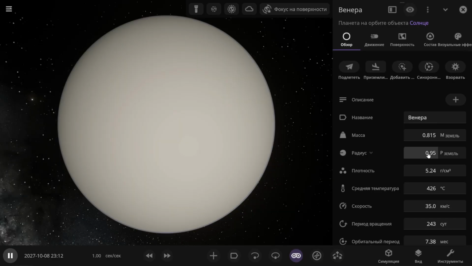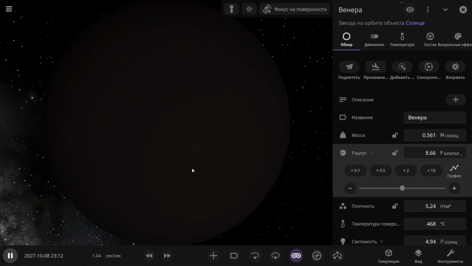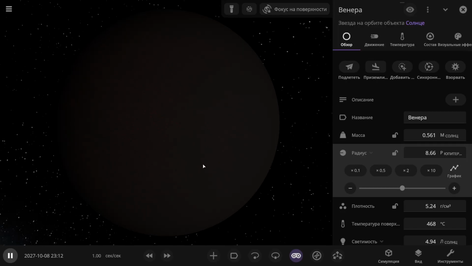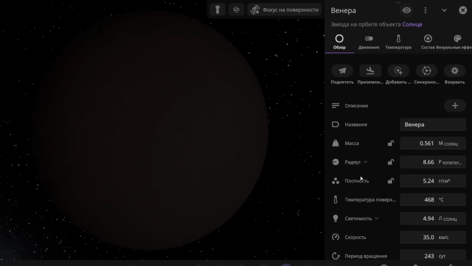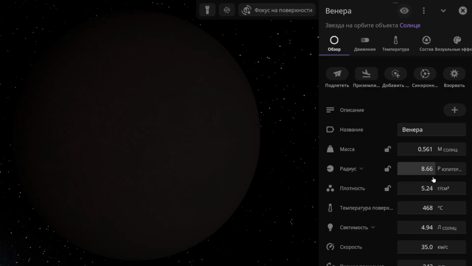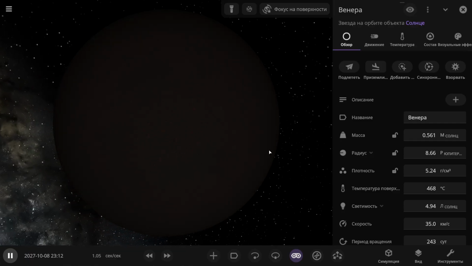Next is Venus. I also make Venus's radius 10 times larger, and then another 10 times larger. That truly means an overall 100 times larger. And as we can see, Venus also turns into a star. Wow, its truly enormous radius is 8.66 times that of Jupiter. And its celestial mass is already more than half the mass of our Sun. Incredible! We'll also see later what kind of star it will become in the end. It's about to ignite now, truly.